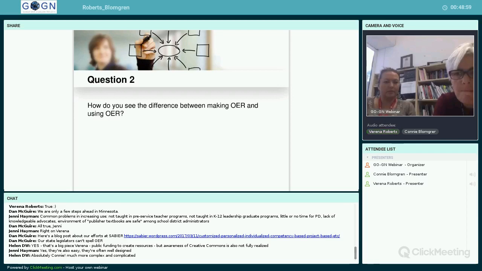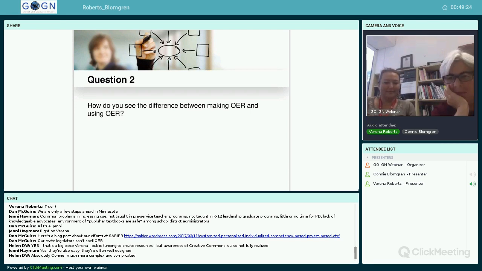On the other hand, that's what we're going to get to. How do you see the difference between making OER and using OER? I don't know. We at my district really tried to make OER last year. So we put in a concerted effort to the extent of actually putting in the metadata for the Creative Commons licenses. It is really, really hard. It is really, really difficult.